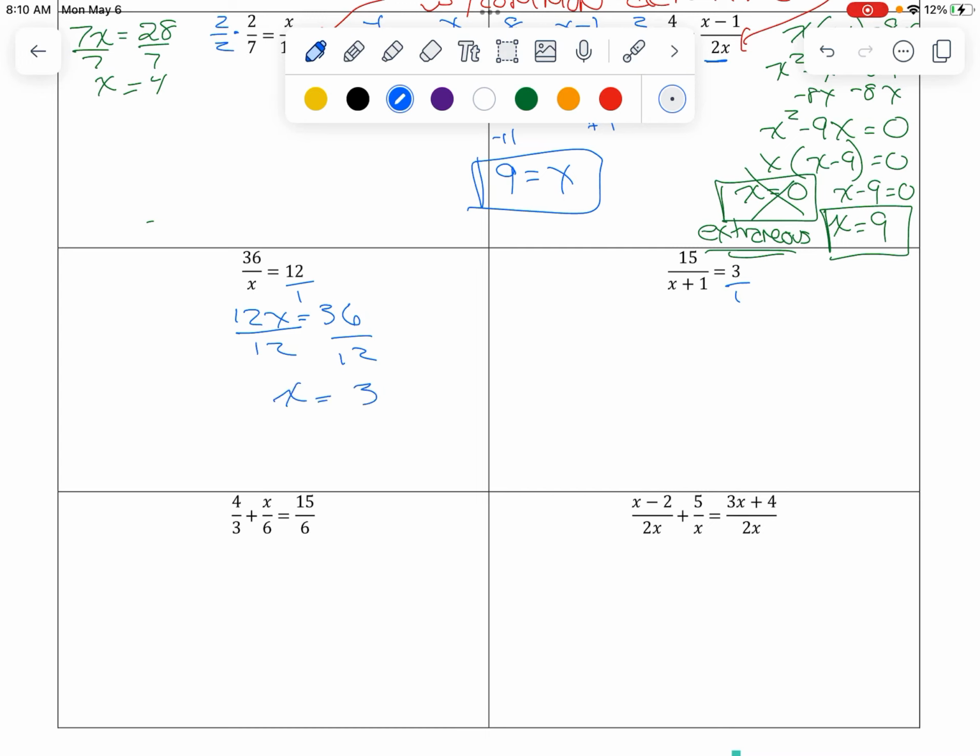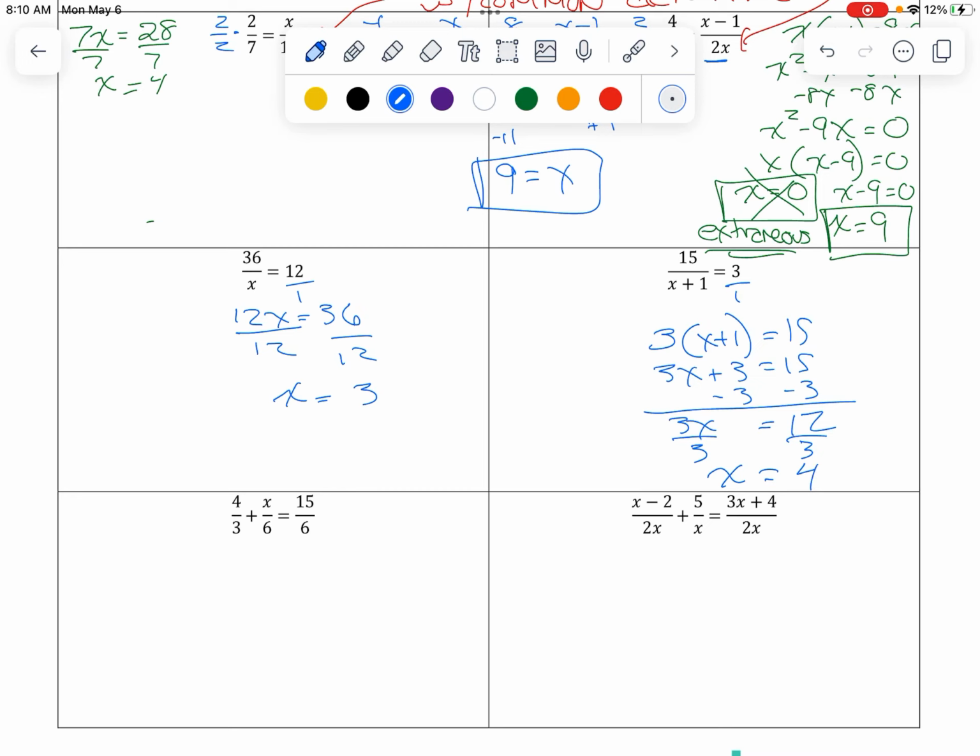Okay? Here, I cross multiply. I end up with 3 times (x plus 1) equals 15. 3x plus 3 equals 15. Subtract 3 from both sides, and I end up with 3x equals 12. Divide both sides by 3, and I end up with x equals 4.